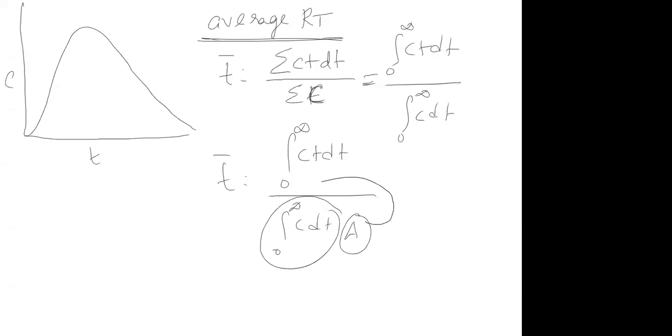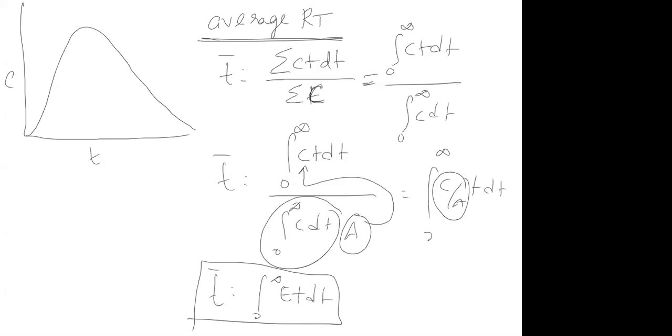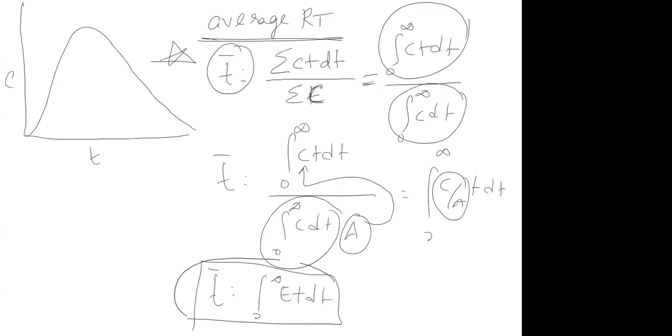Suppose we send this A inside the integral, then what happens? This becomes integral 0 to infinity of C by A dt. What is C by A? It is nothing but the E curve. So T bar is integral 0 to infinity of Et dt. The objective of generating the E curve is that T bar is an important factor. It tells you, on average, what the residence time of the particles is. If you want to calculate from the C curve, you need to solve two integrals, whereas from the E curve it is only one simple integral. Clear?